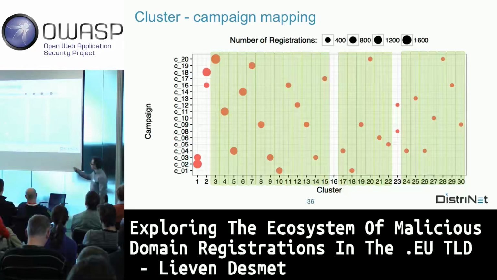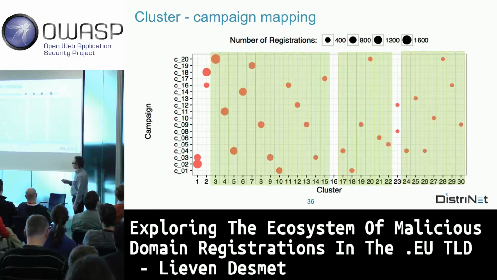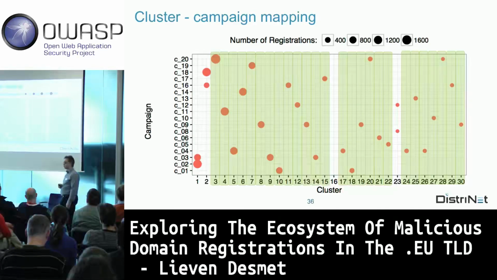Well, good news, the green ones here, for about 26 of those clusters, we can find exactly one campaign that matches that cluster. A campaign can exist out of multiple of those clusters, which means that there are multiple similar registrations all linked to the same campaign, but we see there's a one-on-one mapping. Unfortunately, it's not the case for all of those.